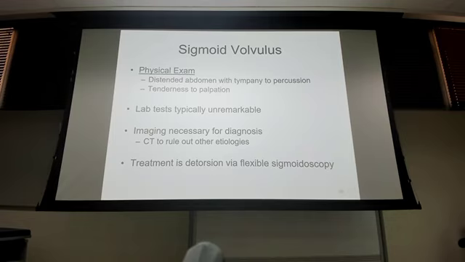To diagnose the sigmoid volvulus, we need a CT. And then usually they untwist the twisted portion of the sigmoid colon with a flexible sigmoid scope. So just detorsion, using the scope to try to get it opened back up, untwisted on itself.